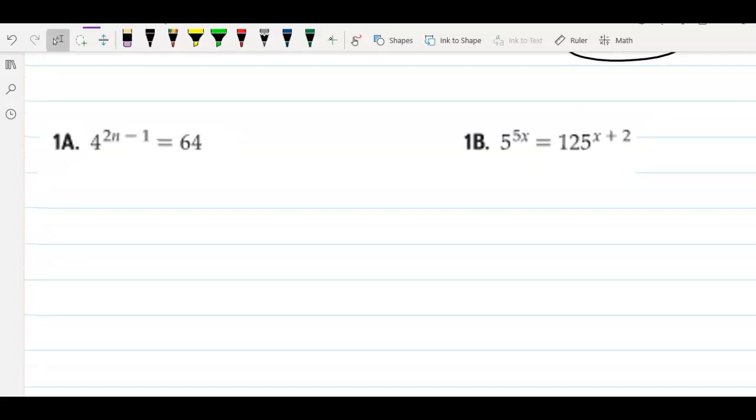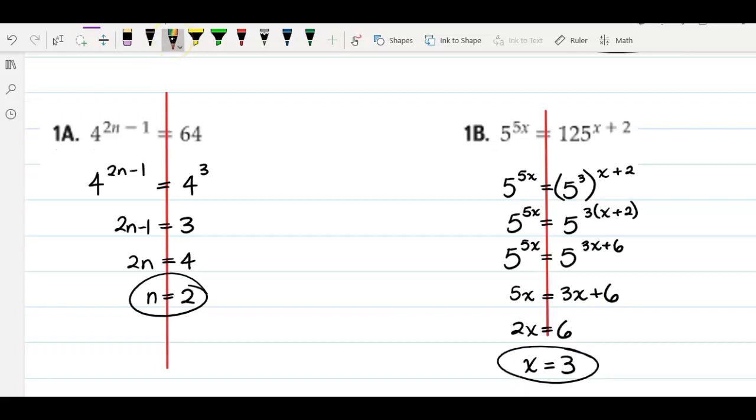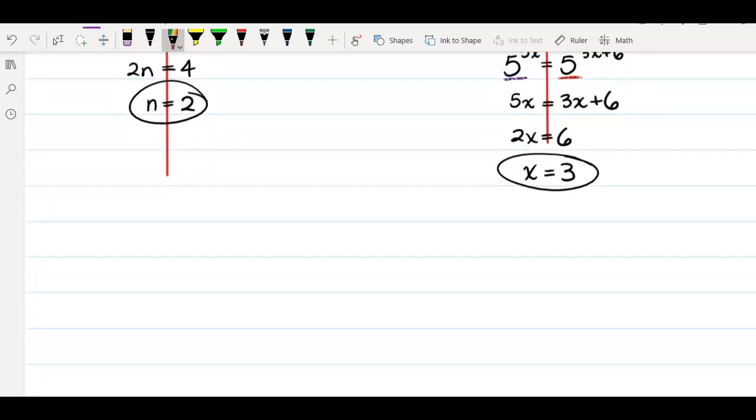Go ahead and pause the video and try these next 2 examples. Notice in the first example, 64 is the same thing as 4 to the third power. Once I have the same base, I can set the exponents equal to one another and solve. In the next example, 125 is just 5 to the third. Once I have the same base, I can set the exponents equal and solve.